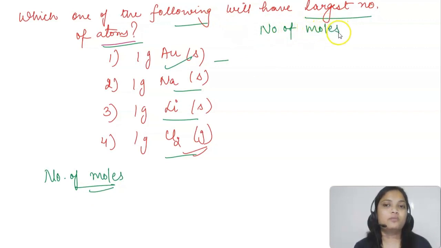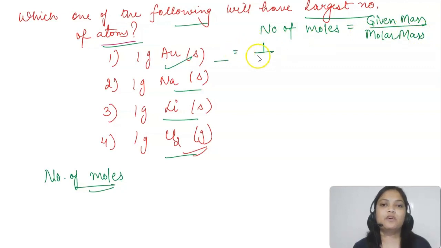What is the formula for number of moles? It is given mass upon the molar mass. The molar mass, in this case, would be the atomic mass. For gold, the number of moles is 1 upon 197, where 197 is the atomic mass of gold. Then for sodium, it would be 1 upon 23, where 23 is the atomic mass of sodium. For lithium, it's 1 upon 7.